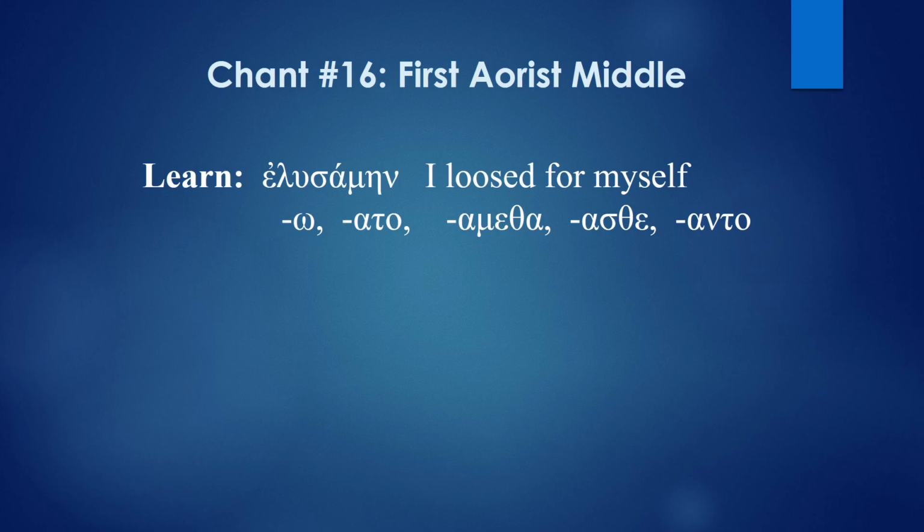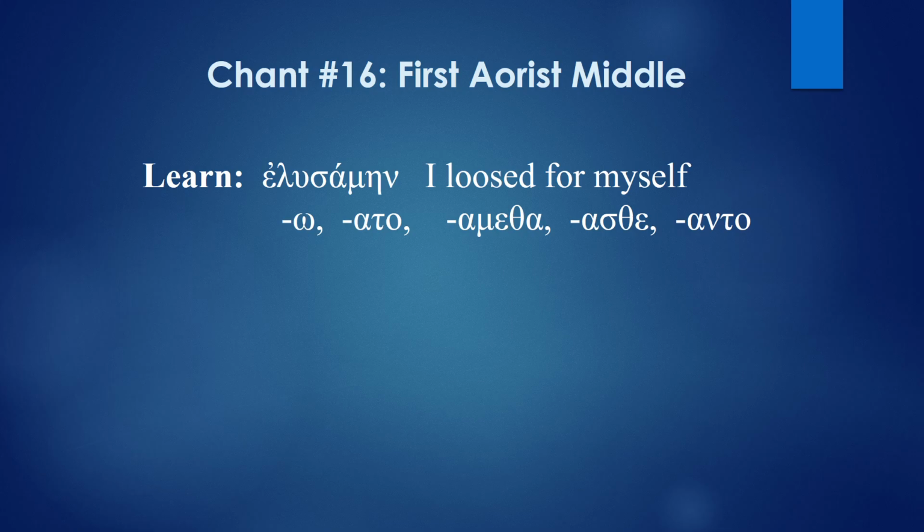Chant number 16, the first aorist middle indicative verb. Elusamein is I loosed for myself. The o ending is the second person singular, you loosed for yourself. Ato is the ending for the third person singular, he, she, it loosed for himself, herself, or itself.